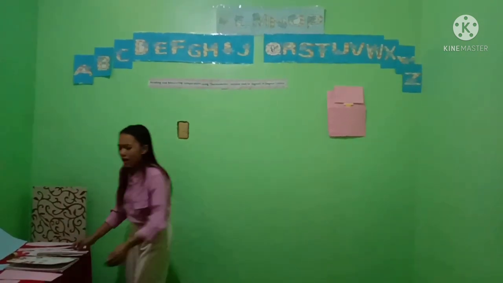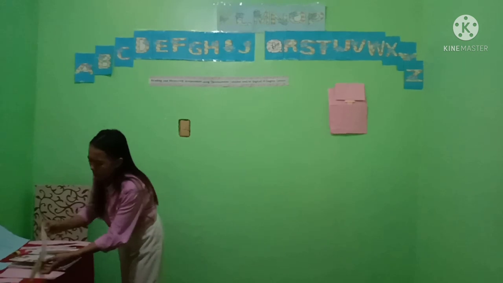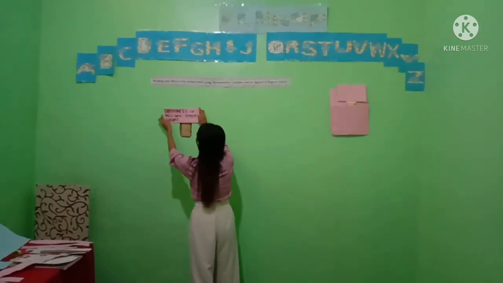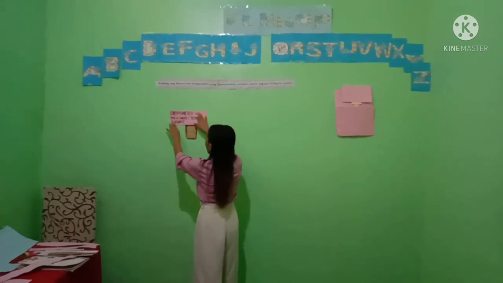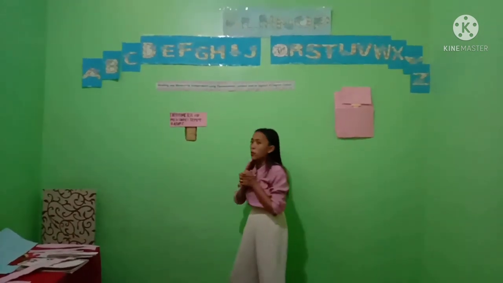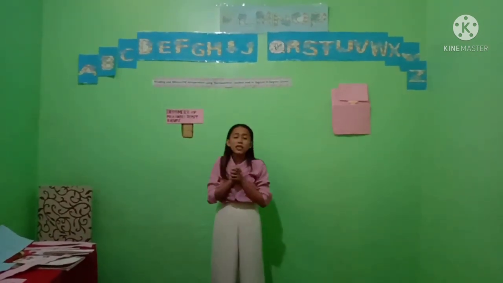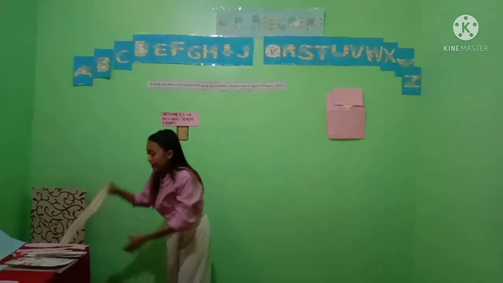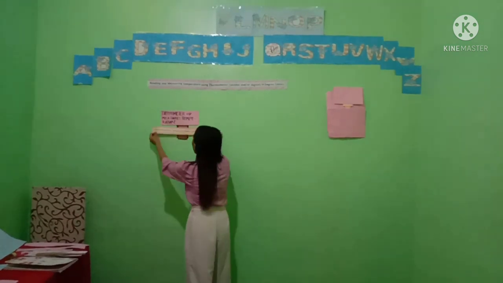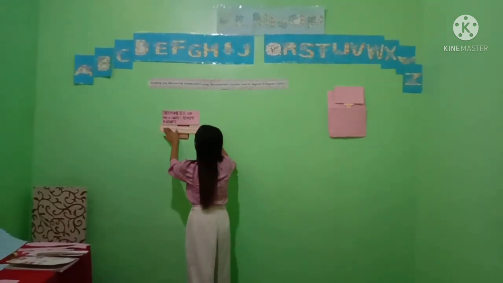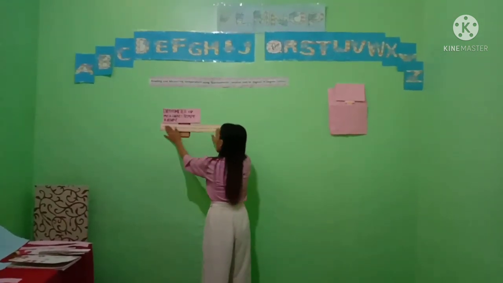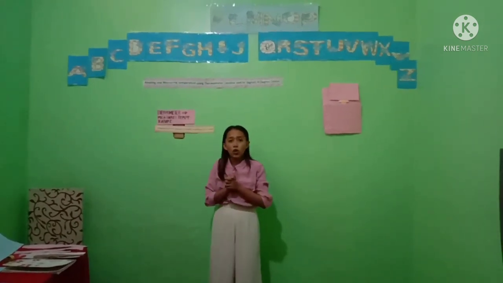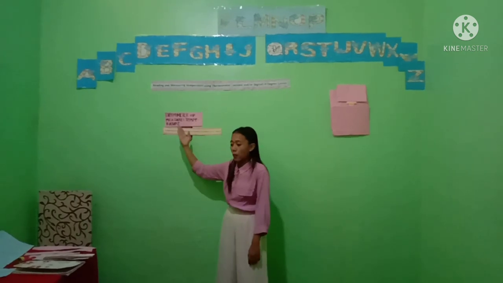Very good. Thermometer measures the temperature of an object. So, we can use thermometer in order to know what is the temperature of an object. And when we say temperature, this is the measure of hotness or coldness of an object. In order to know if the object is hot or cold, we can use thermometer.